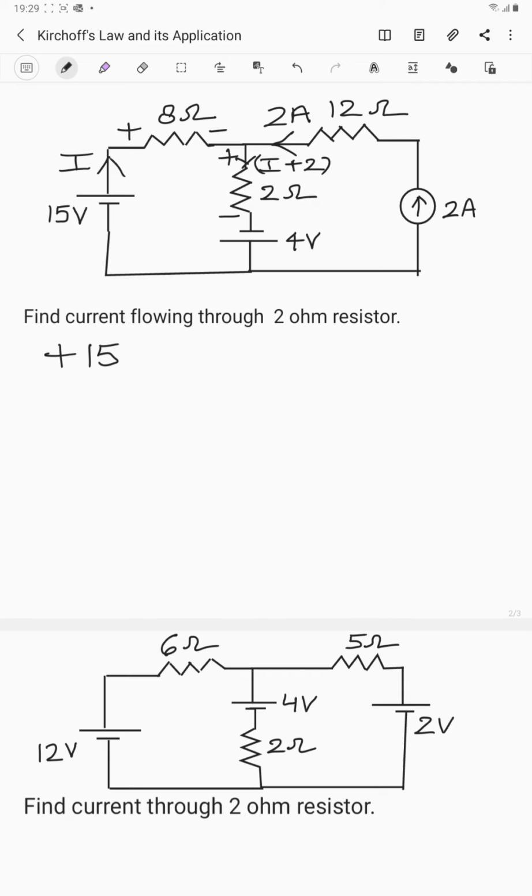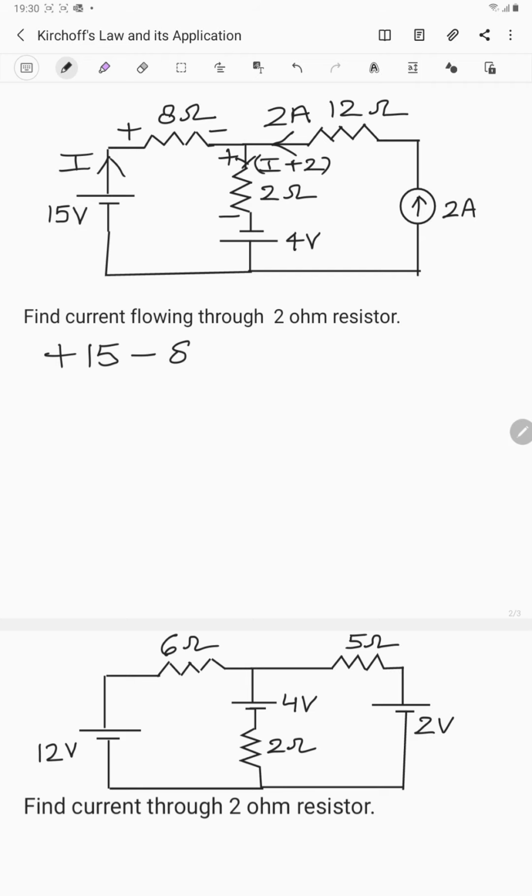So I was writing the KVL equation. We have written it for the voltage source of 15 volt. Now the next element we have to consider is the 8 ohm resistor. For this 8 ohm resistor, while moving in a clockwise direction, we are moving from plus to minus. So according to sign convention, the sign should be minus. And what should be the voltage across the 8 ohm resistor?